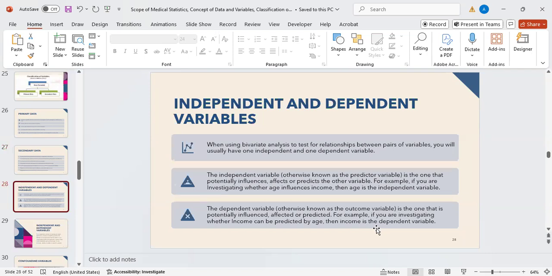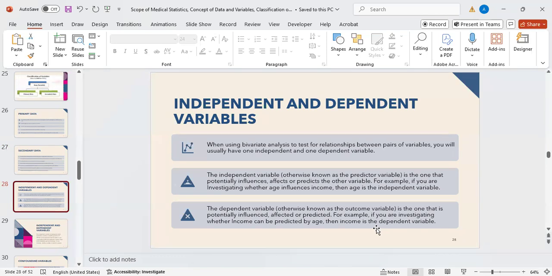Independent and dependent variables. When using bivariate analysis to test for relationships between pairs of variables, you will usually have one independent and one dependent variable. The independent variable, otherwise known as the predictor variable, is one that potentially influences, affects, or predicts the other variable. For example, if you are investigating whether age influences income, age is the independent variable.